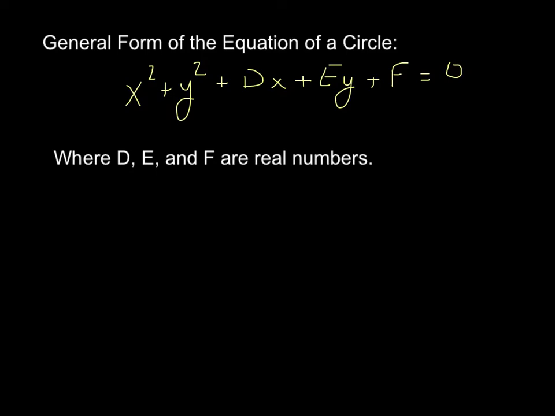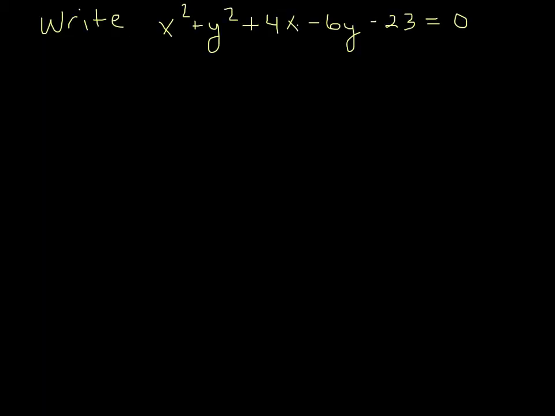There's going to be times when we're going to want to change from standard to general or general to standard depending on what we're doing. So that's what we're going to look at next. Taking this general form and getting it to standard is going to require us to rearrange the terms a little bit. I'm going to group my x's together and leave a little space, group my y's together and leave a little space, and I'm going to move the 23 over.